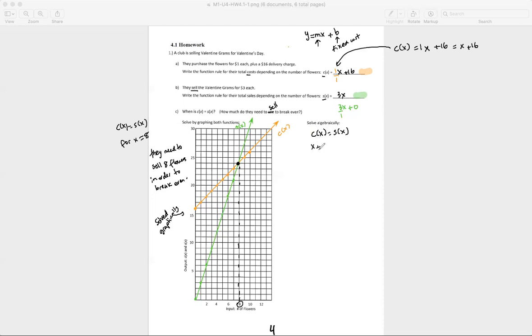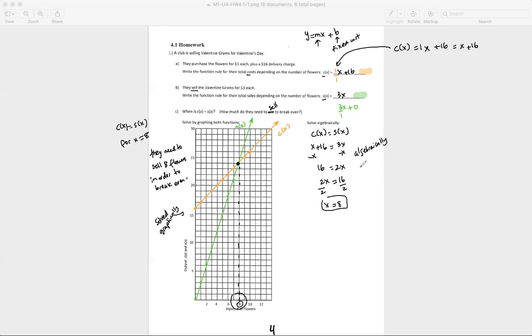C of x was x plus 16. S of x was 3x. And then we solve. How do we solve? We solve by isolating x. All the x's on one side, all the numbers on the other side. So here, I subtract x from both sides. I get 16 equal to 2x, or 2x equal to 16 by the commutative property. And then divide both sides by 2, you get x equals 8, which is exactly what we got graphically. And now we're getting x equals 8 algebraically.